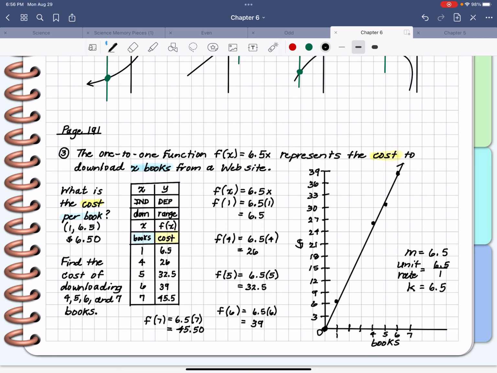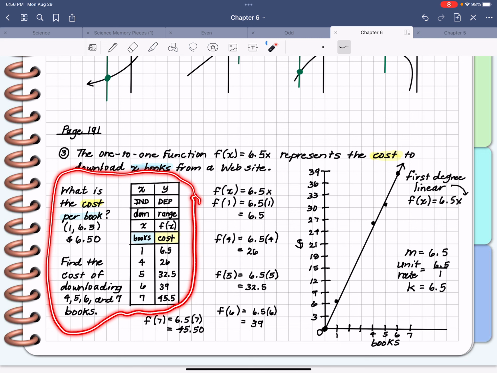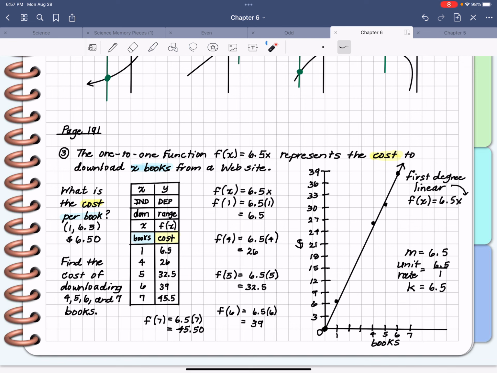But it is linear. I can tell you that by looking at this function. The x is to the first power. There's no power with the x. That tells me that it's linear. This is called a first degree function, because the exponent's there, you just don't see it. It's only 1x. So the answers to this question are actually right here. But I wanted to take the opportunity to review what you've learned and connect it to this particular example.